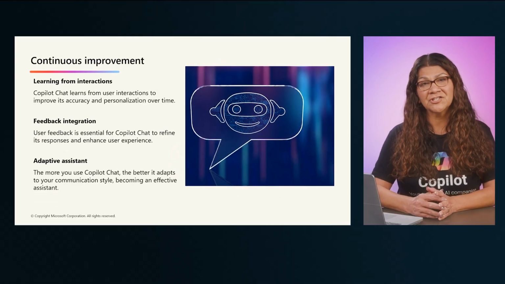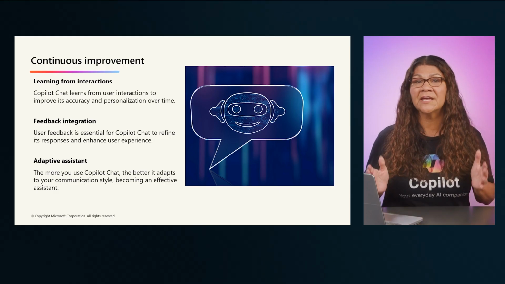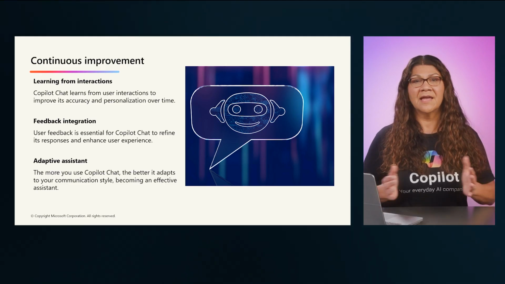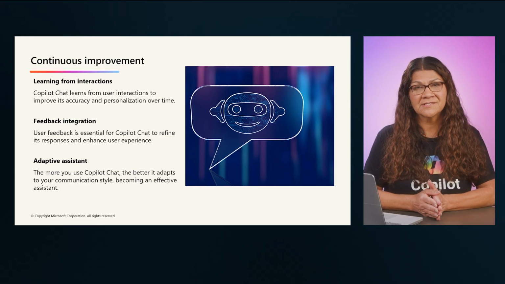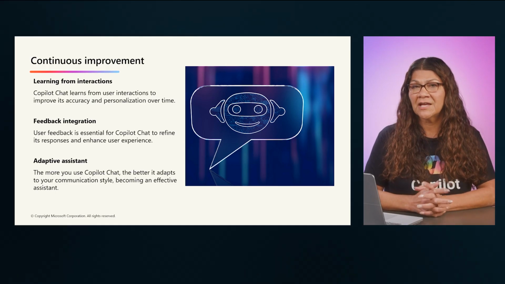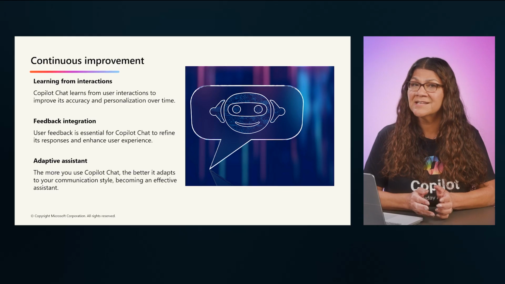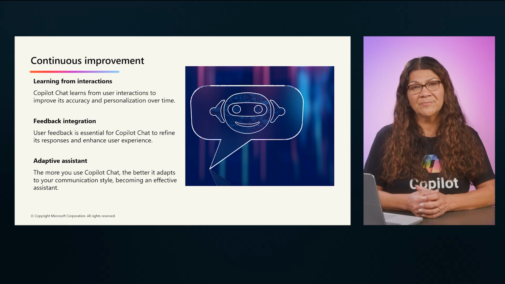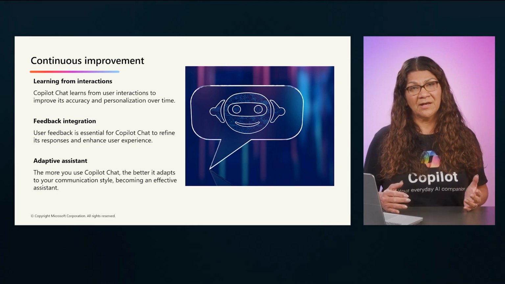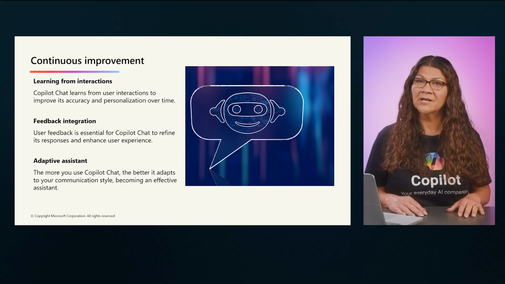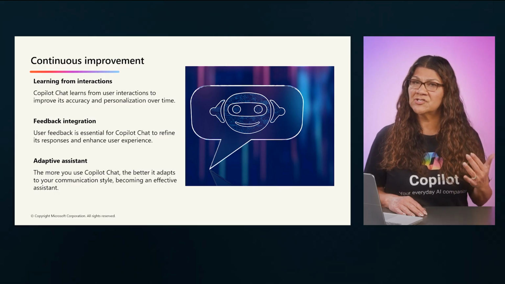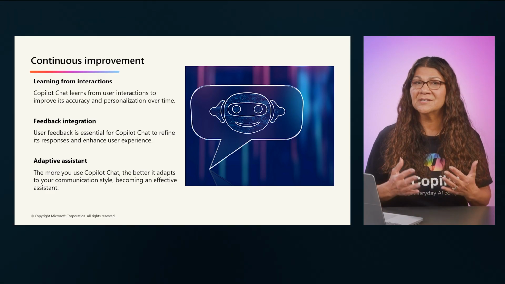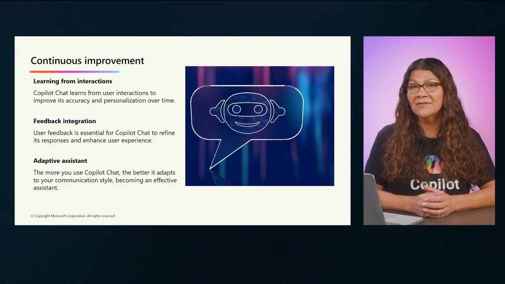Now we see how Copilot Chat continuously improves through 3 core behaviors: learning from interactions, integrating your feedback, and adapting to your communication style. As you work, Copilot Chat observes how you phrase requests, the types of outputs you prefer, and the corrections that you make. For example, if you ask Copilot to draft an email and then refine the tone or structure, Copilot uses that feedback to adjust future drafts. This creates a dynamic learning loop where the assistant becomes more aligned to your needs with every interaction.